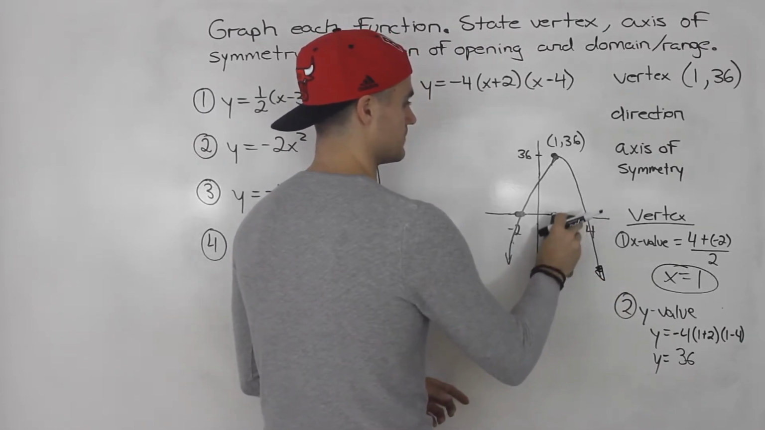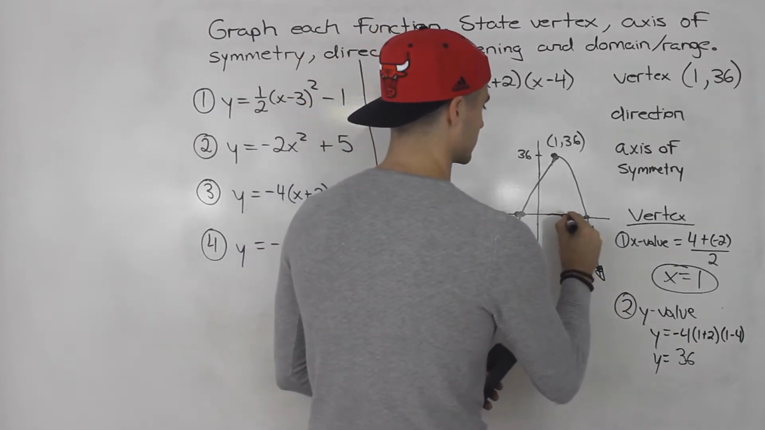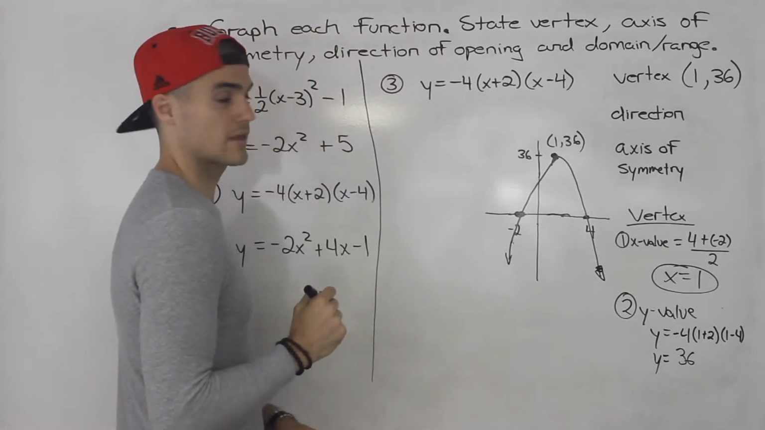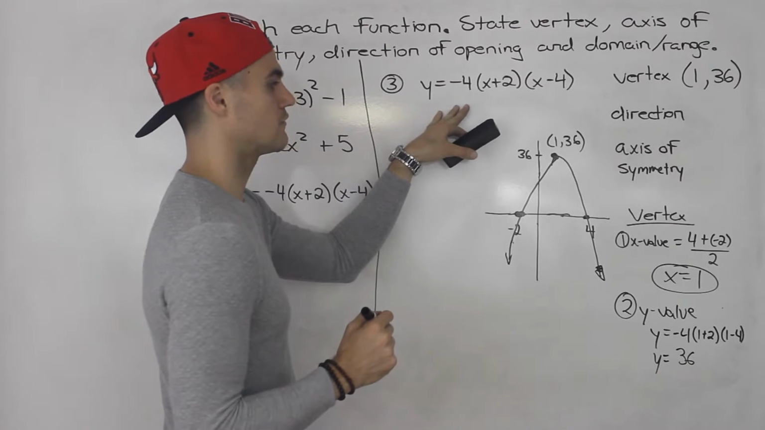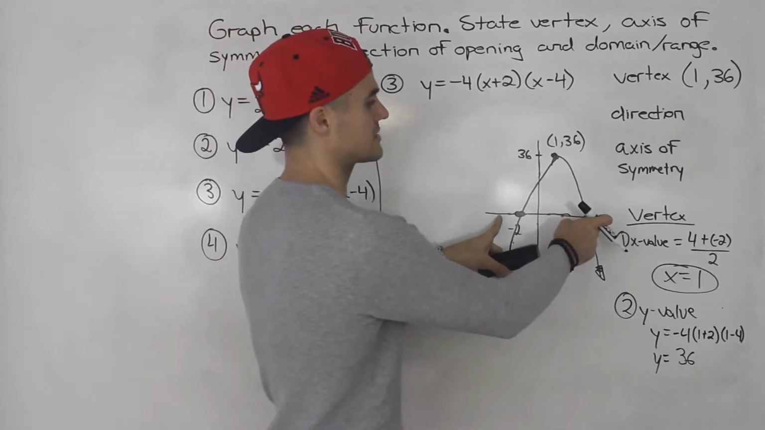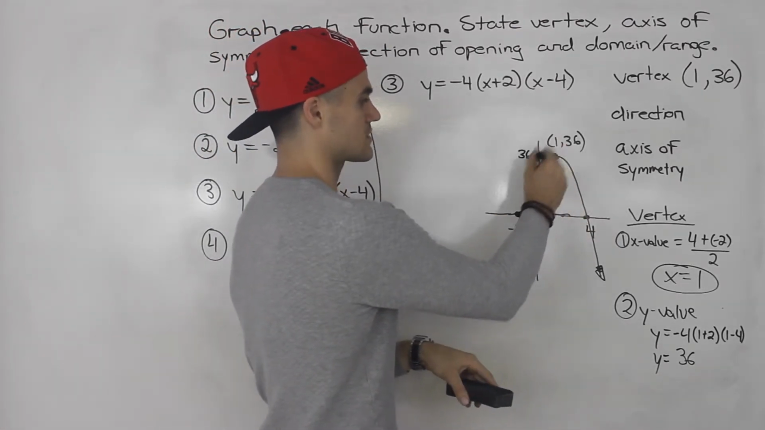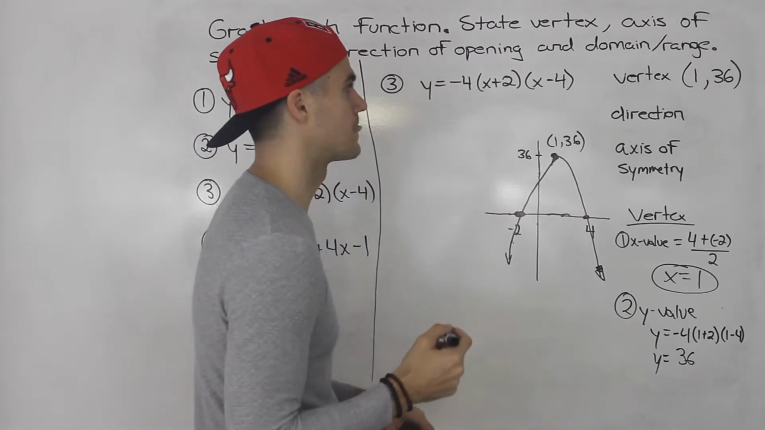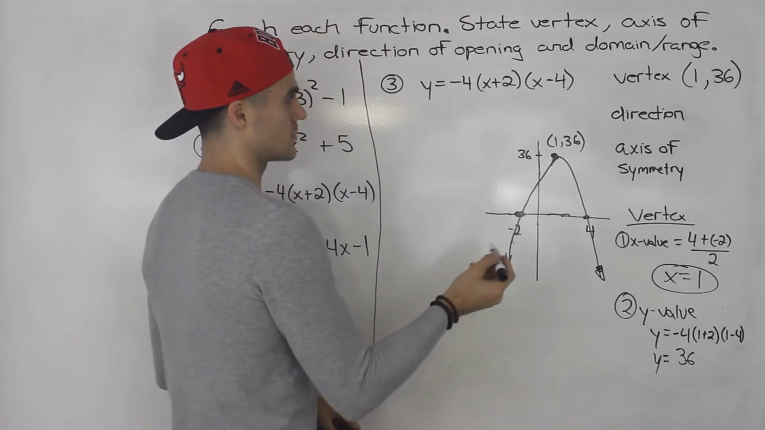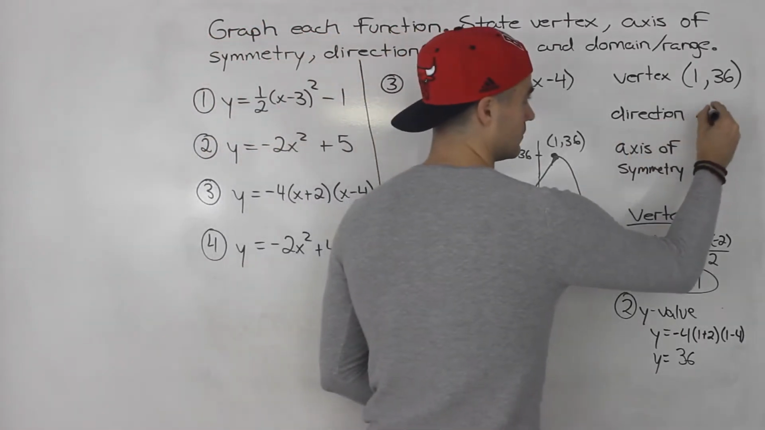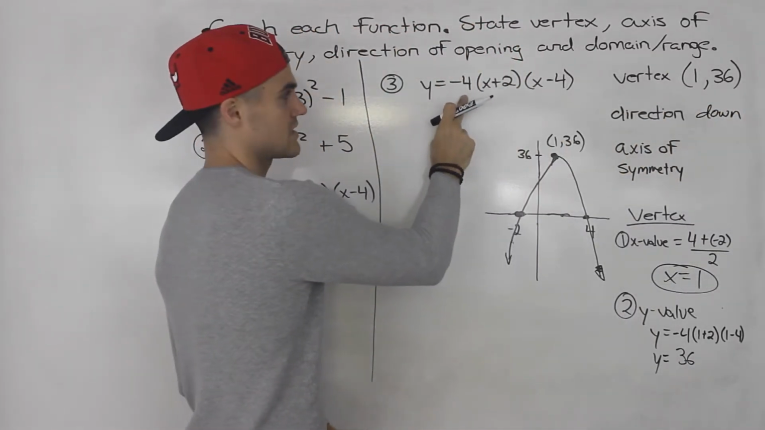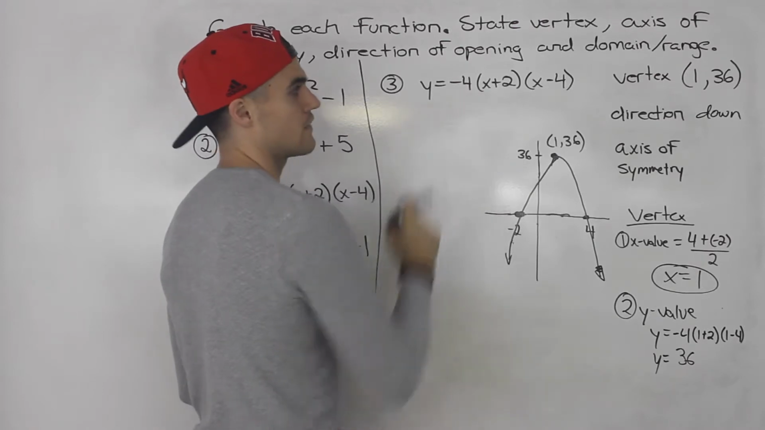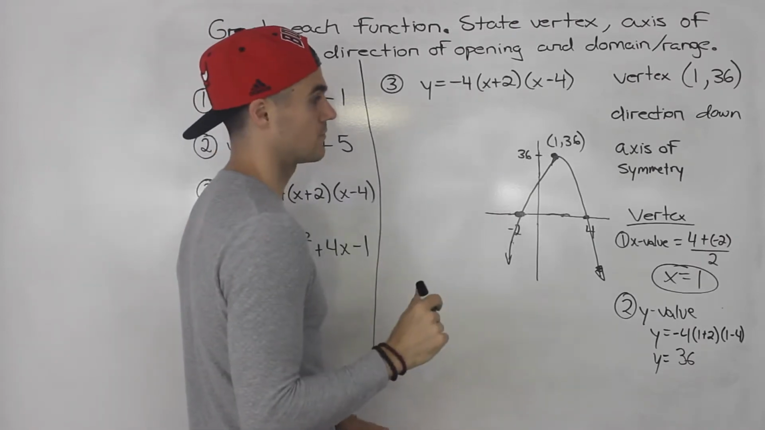I'll erase this here. Right? So that's how the parabola looks. You don't even have to make a table. I usually don't make a table if I'm given it in factored form because all I really need is the x-intercepts, then the vertex, and then you can just draw the parabola. So notice the direction of this, it's opening down. And we could tell because the a value is negative. It's negative 4 here. That's the a value of the factored form.